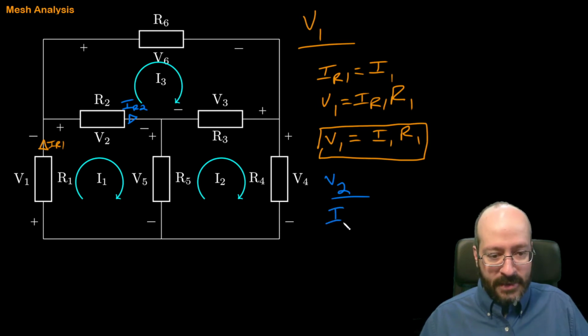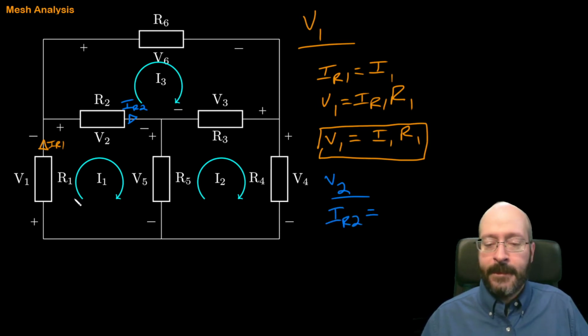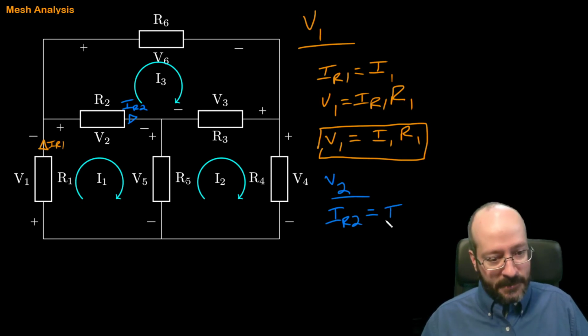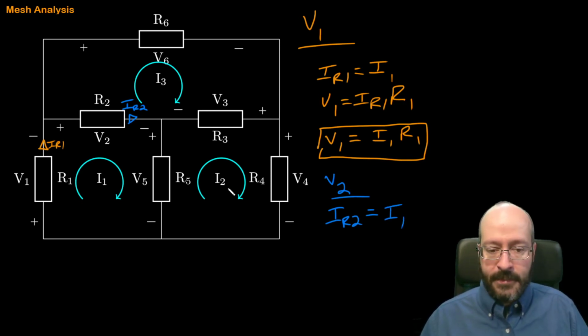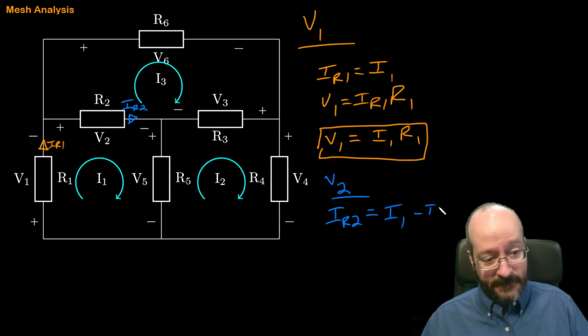And if I want to write the expression for IR2, I can say, well, I1 touches it and goes in the same direction. I2 doesn't touch it, and I3 touches it but goes in the opposite direction.